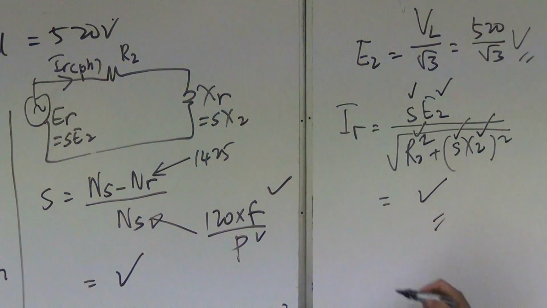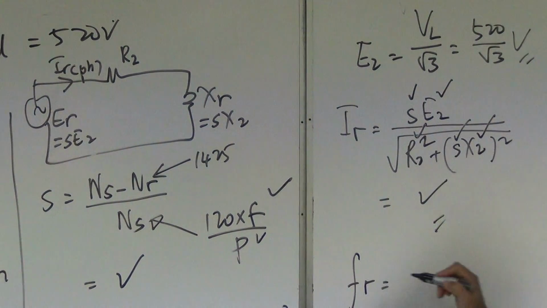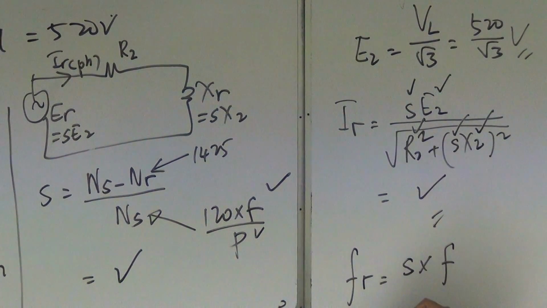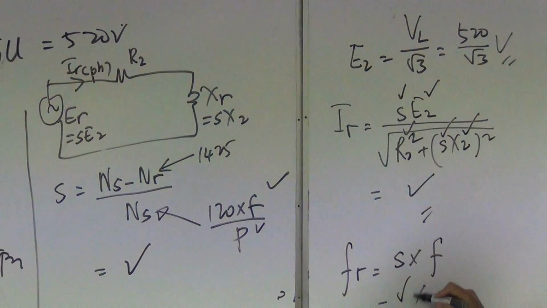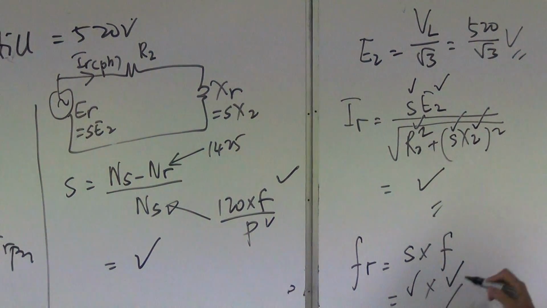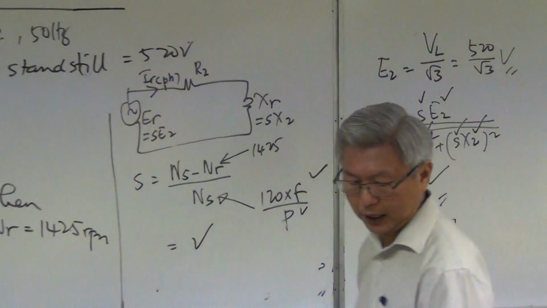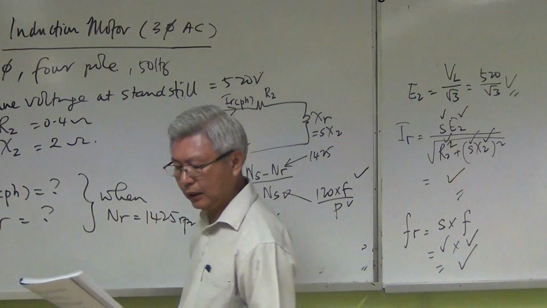Then you're asked to find the frequency of the rotor voltage, which is equal to S times F. S we calculated, F is 50 Hertz, so the answer is out. Got it? So that is part A.